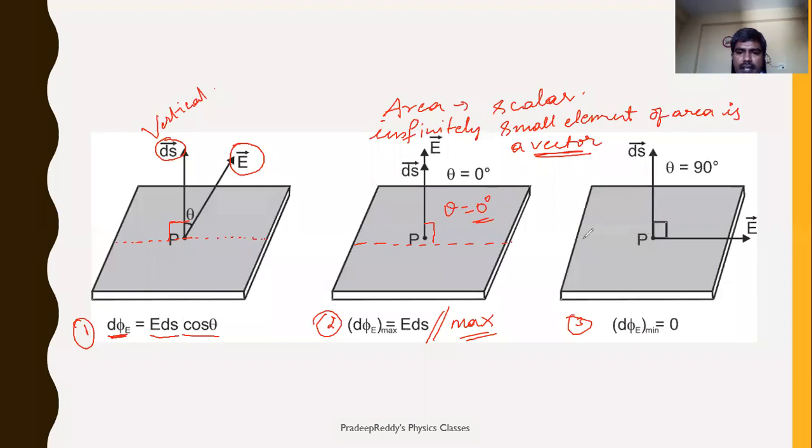And in the third example, you see surface area is horizontal and area vector is perpendicular to that surface area, right? This is surface area which is in the horizontal plane. Area vector to that is perpendicular and it is vertical. Right. Electric field is along the x-axis. This is also horizontal.